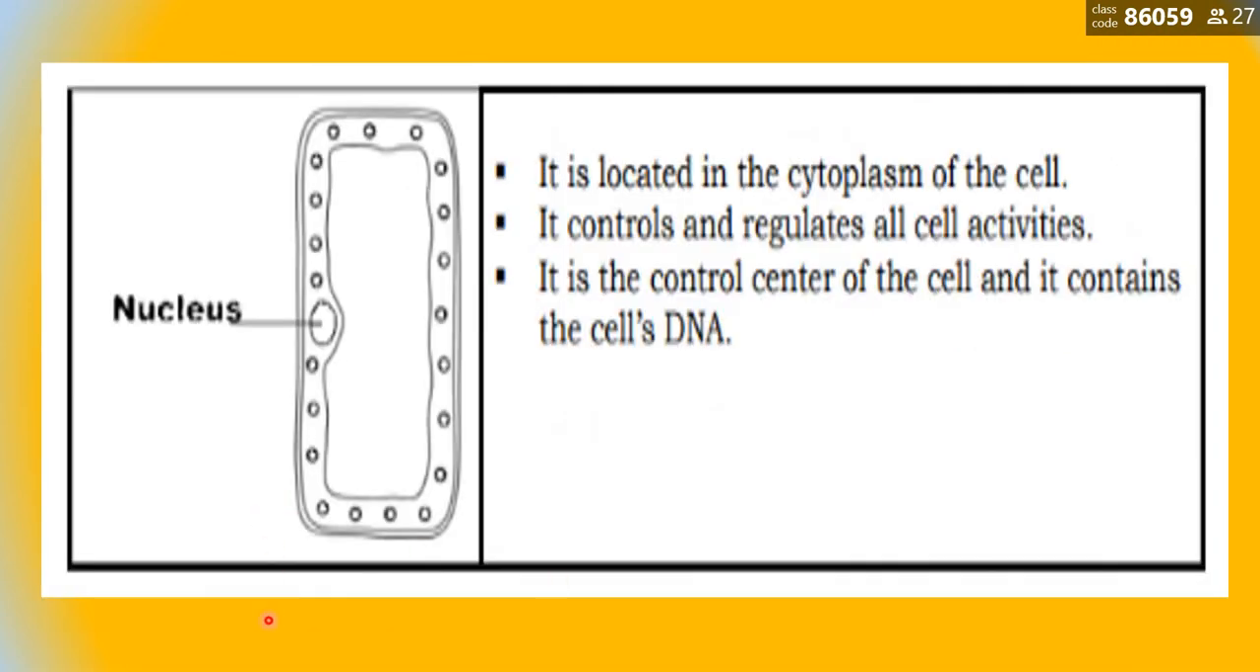And the last major part of the plant cell is the nucleus. The animal cell also has this nucleus. It is located in the cytoplasm of the cell. It controls and regulates all cell activities. It is the control center of the cell and contains the cell's DNA, or deoxyribonucleic acid. So you are given the 5 major parts of the cell and their functions.